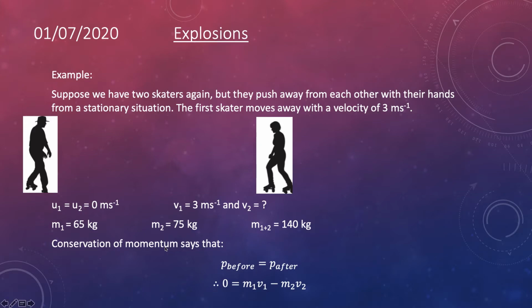So conservation of momentum says P before equals P after, so 0 is equal to the sum of the two momentums afterwards. Now it's this difference, isn't it, because one of them is negative, because they're going in the opposite direction to the other. So m1v1 minus m2v2.